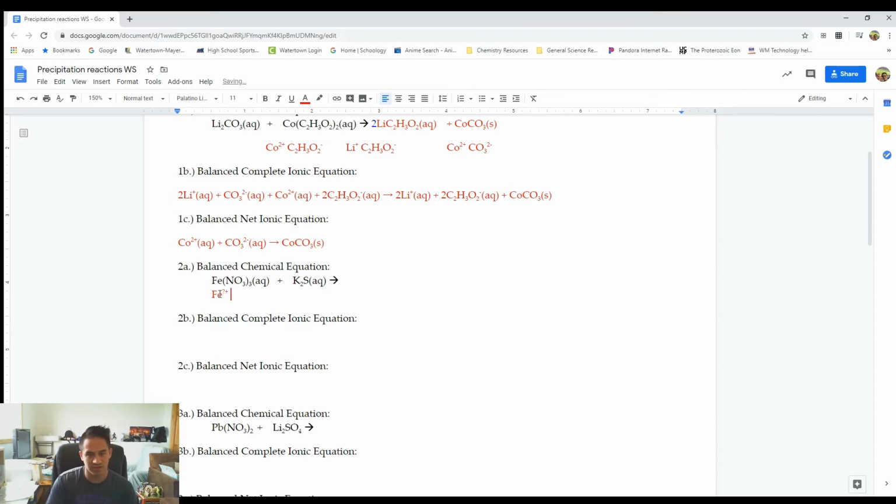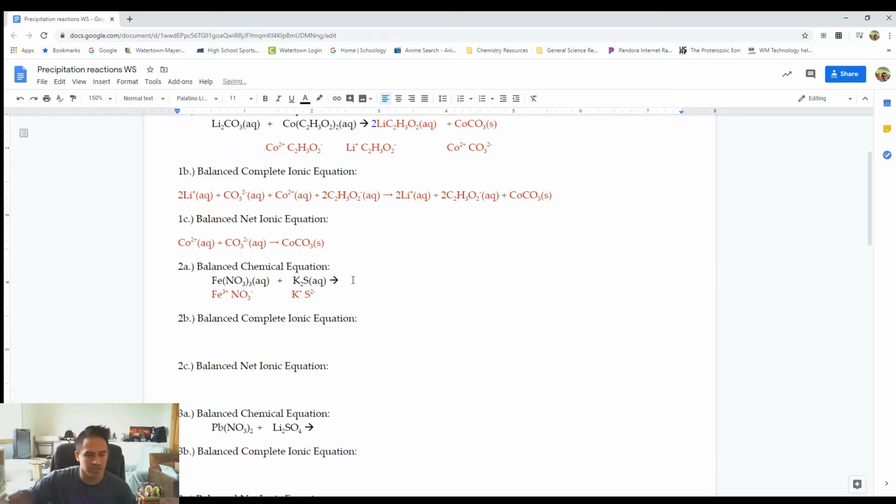I do know it is an iron 3 ion, and here's how I know. It's bonded with nitrate, which is NO3-, and there are 3 of them. So each one is -1. That's a total of -3. There's only 1 iron in this compound, so that 1 iron has to be a +3 to balance them out. Okay, that's how I know it's 3+. So it's iron 3+. We have potassium ions here bonded with a sulfide ion.